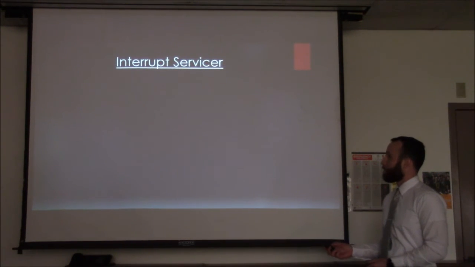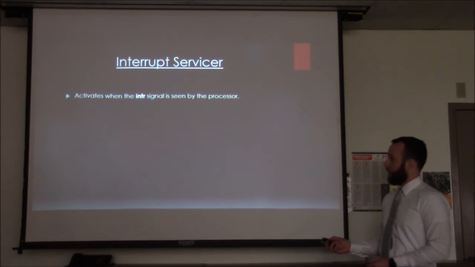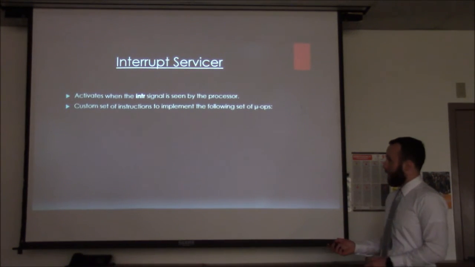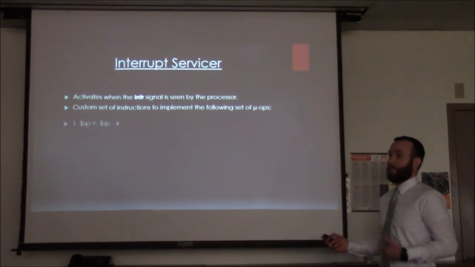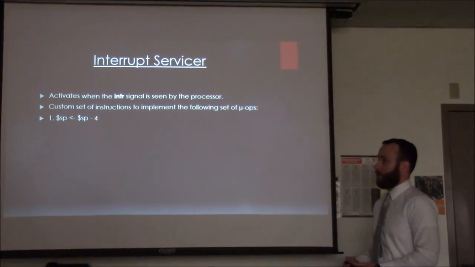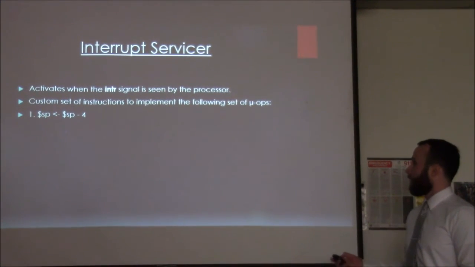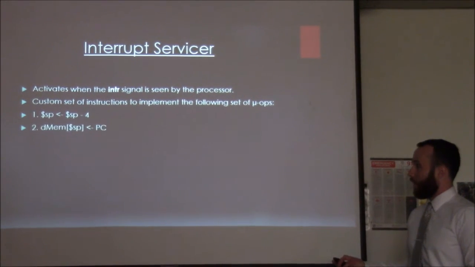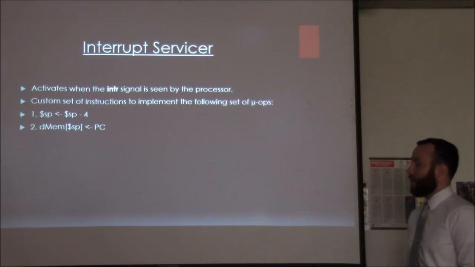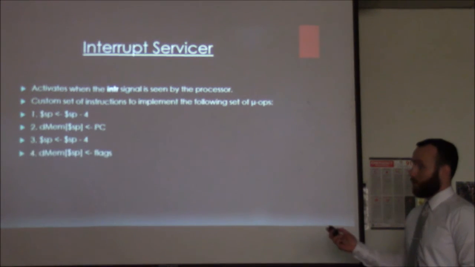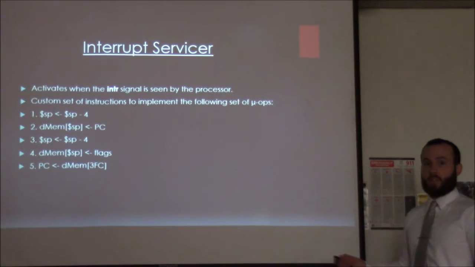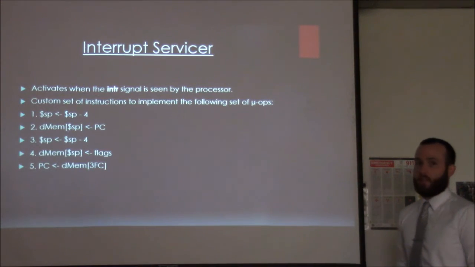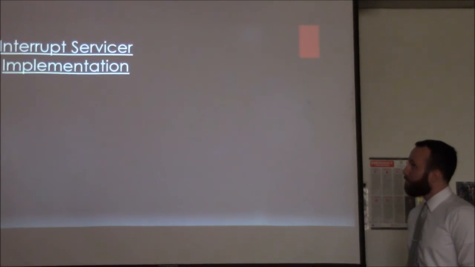The interrupt servicer activates when the interrupt signal is seen by the processor, and it's basically a custom set of instructions that do the set of micro operations that we need to implement to get to the ISR. The first one is to decrement the stack pointer. The next is to place the current program counter into memory pointed at by the stack pointer. We decrement again, we store the flags into the memory, and then we take the PC out of data memory from the location 3FC, and that's going to be the location of the ISR.